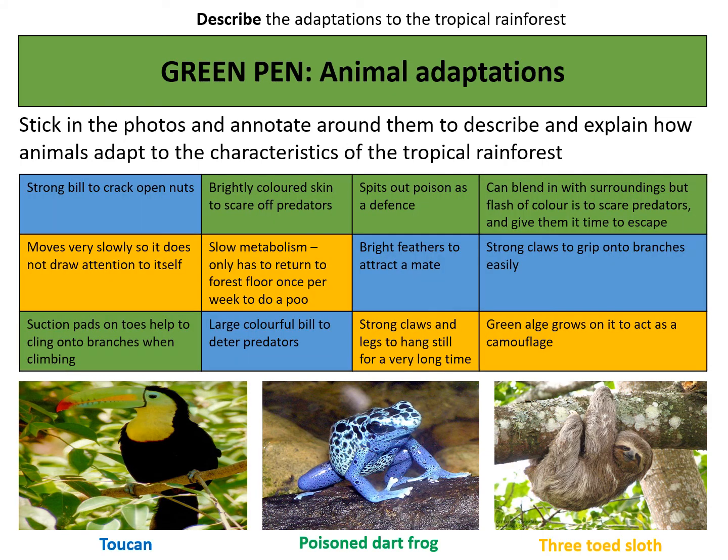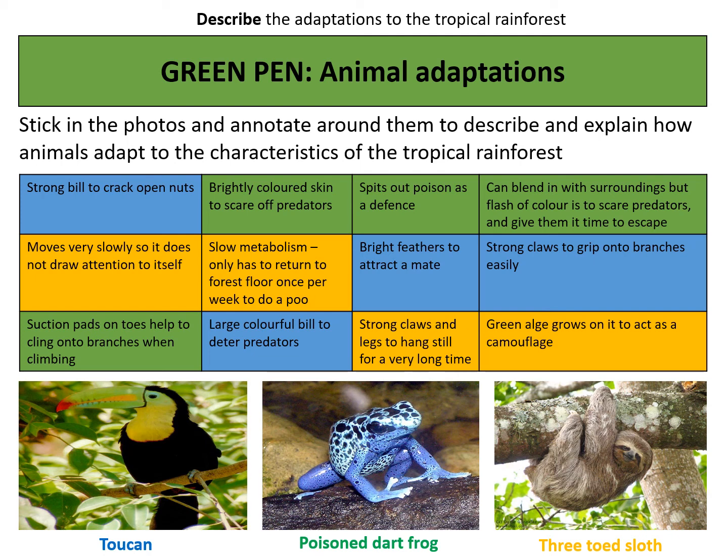Okay, so we can see that the toucan is our blue colour, and the toucan has bright feathers that attract a mate. They also allow them to deter predators. Their strong claw allows them to grip onto branches easily, so they can eat away at the fruits that are in the leaves. And their strong bill allows them to crack the nuts. So their adaptations allow them to do lots of things.